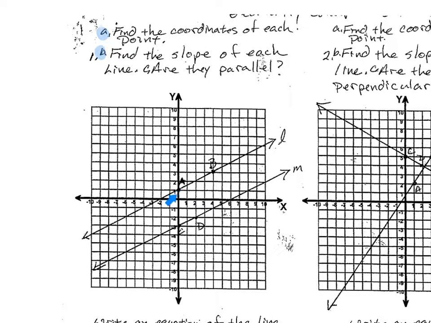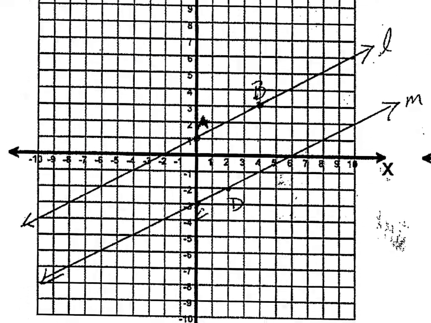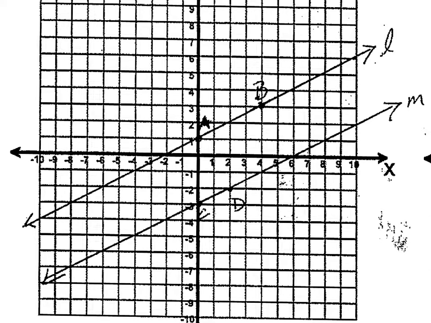So here's point A, and here's point B. Here's point C, and here's point D. And I'll zoom in a little bit more, because it'll probably be hard to see on your paper a little bit. But you need to write the coordinates, like, what's the X and Y coordinates for each of those four, A, B, C, and D. Okay? So that's the first part.